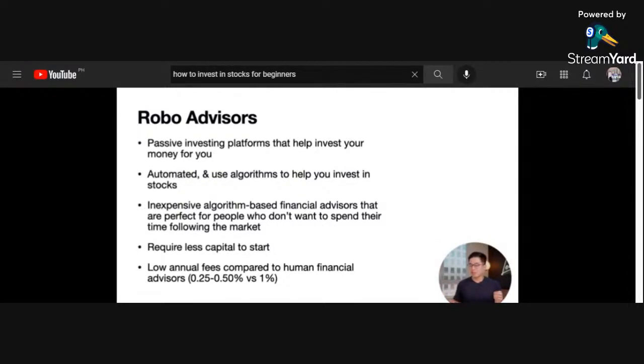They're really inexpensive, and they are algorithm-based financial advisors that are perfect for people who don't want to spend their time following the market. So people that want to be extremely passive investors and not active traders. They'll generally require a lot less capital to start than, let's say, using a human financial advisor, and the annual fees for a robo-advisor are much less.